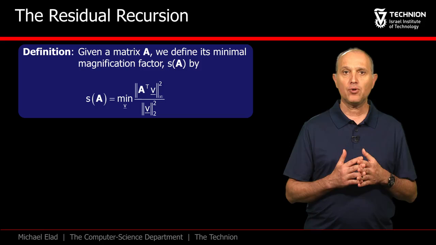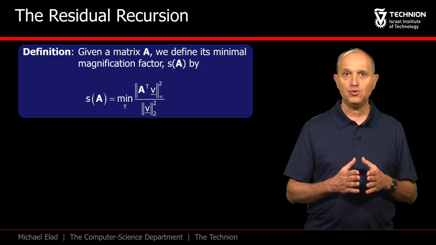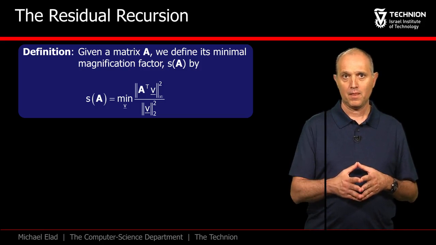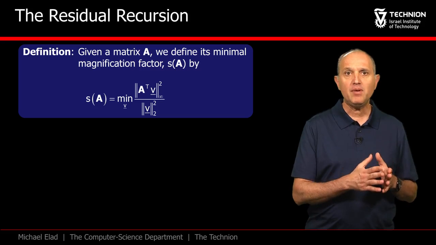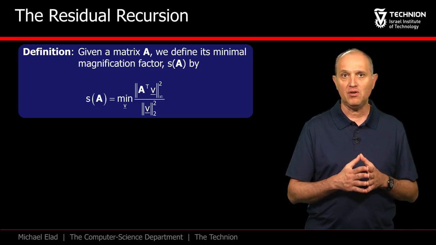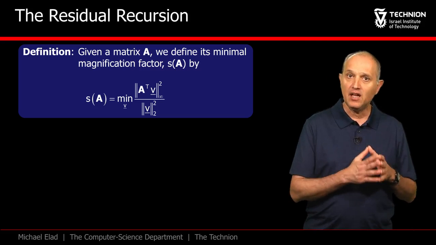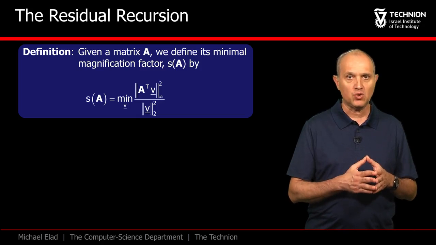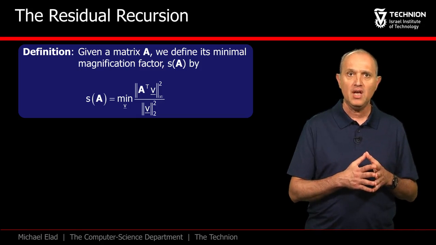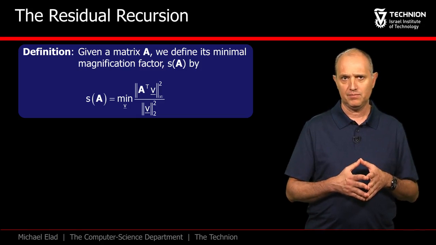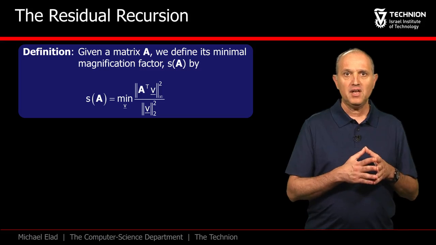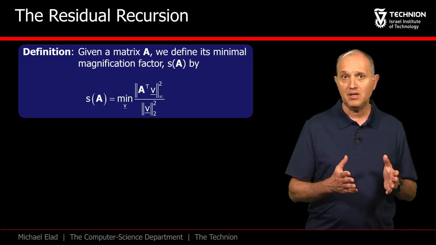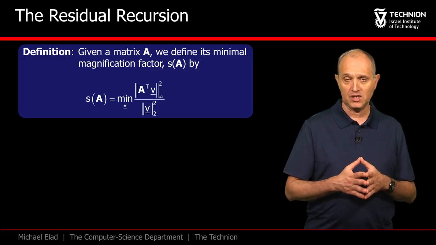We present the following property of the matrix A, referred to as its minimal magnification factor, S of A. It is given by the minimal possible ratio between the L infinity of A transpose times v and the L2 norm of v itself. The definition given here puts squares on both the numerator and the denominator, and the reason for that will be clear shortly. Observe that if the numerator would have used an L2 norm, then S of A would have simply been the smallest eigenvalue of A transpose A.